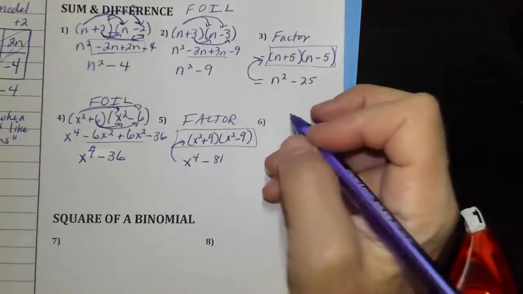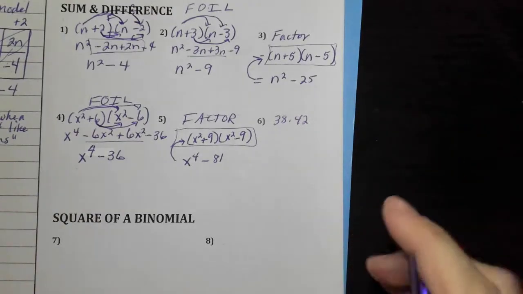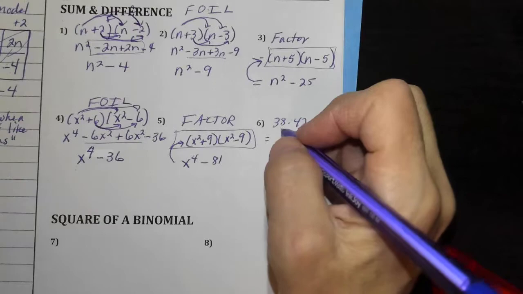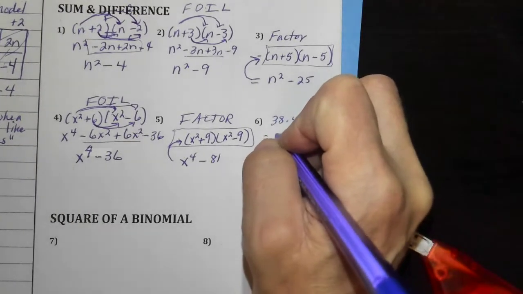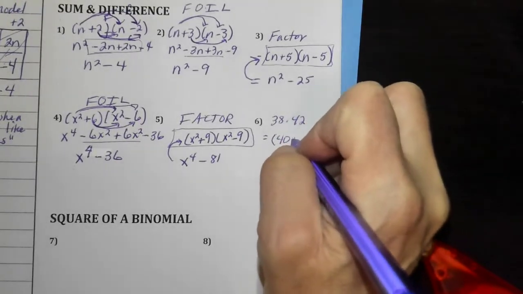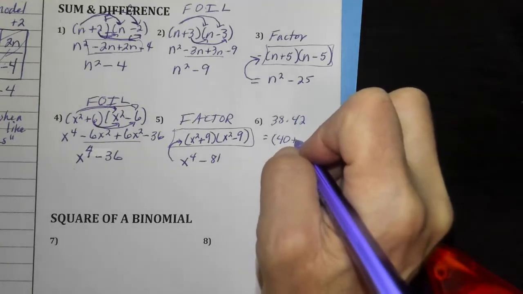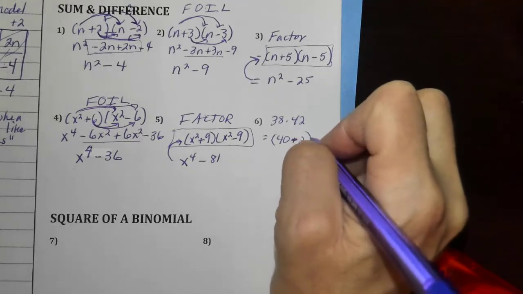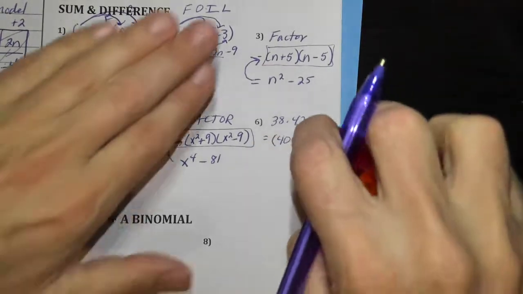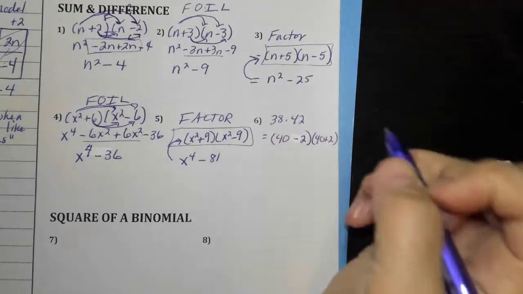All right, number 6. Little different, 38 times 42. So let's say that we have something like this. If I'm going to do kind of quick mental math, I see 38 and 42 are both really close to 40. So I could rewrite this as 40 minus 2 and 40 plus 2. 40 minus 2 is 38, and 40 plus 2 is 42.